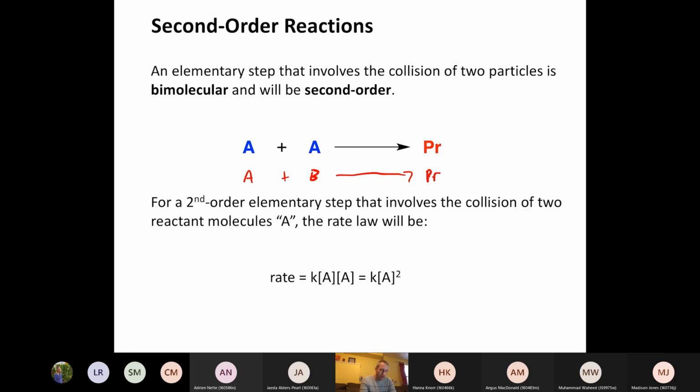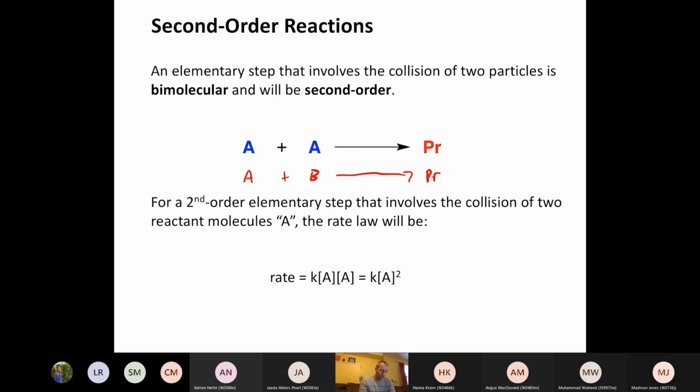This is also second order. However, the math becomes a lot more complex when it's A plus B. So we're not going to deal with those types of second order reactions to the same level of detail. We'll be looking at A plus A. We'll see this later on in the chapter.